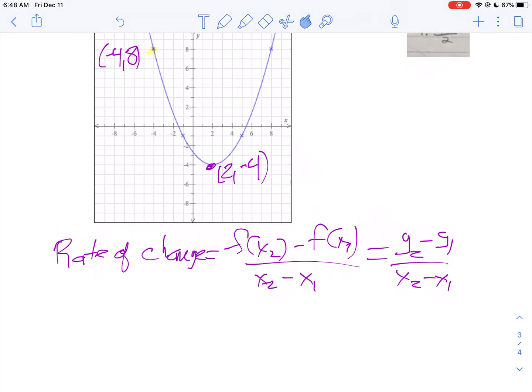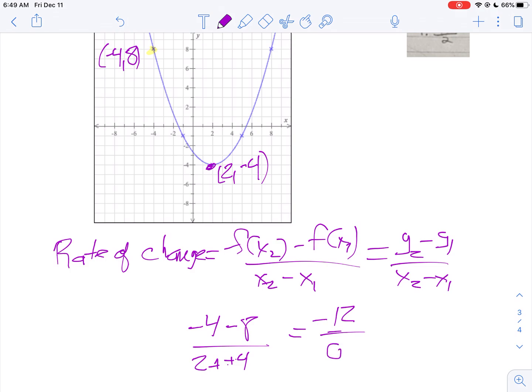So in other words, I'm going to take the value of my second point, which is negative 4, minus the value of f at the first point, which is 8. So negative 4 minus 8 all over 2 minus a negative 4. Well, negative 4 minus 8, that's negative 12. 2 minus a negative 4 is the same thing as 2 plus 4, which is 6. Negative 12 over 6 is negative 2. So the rate of change between these 2 points is negative 2.